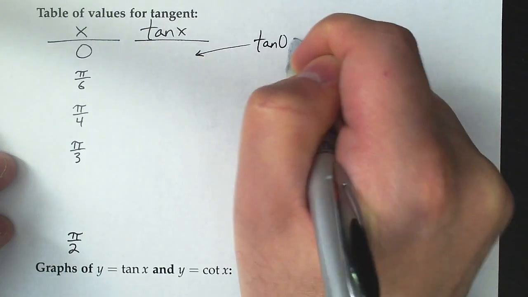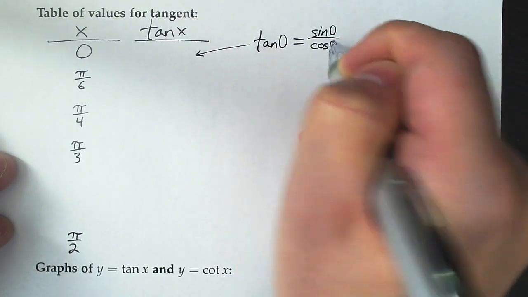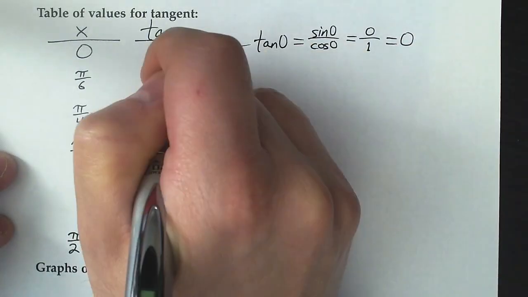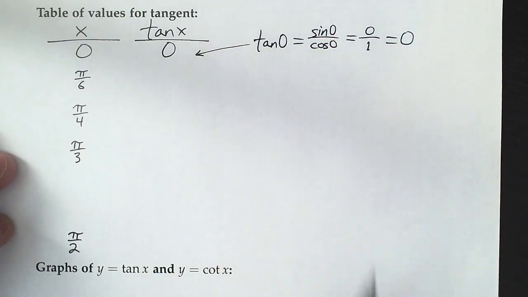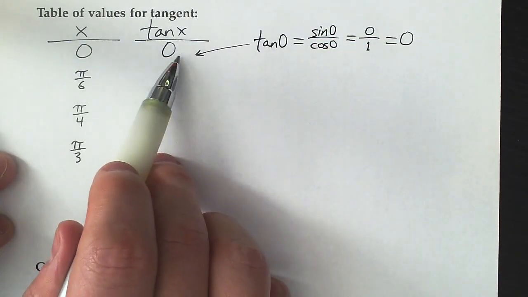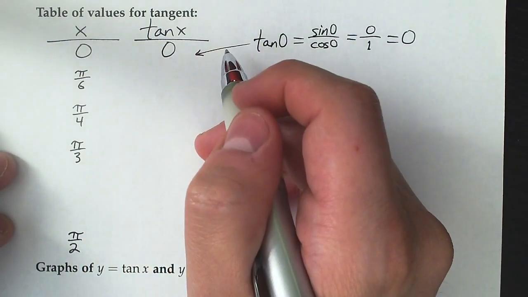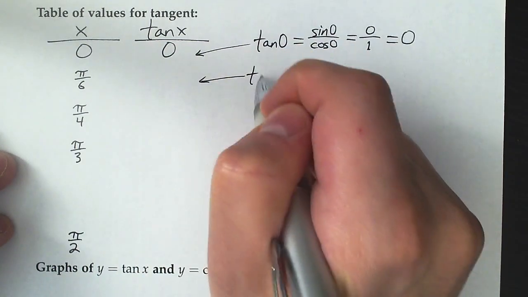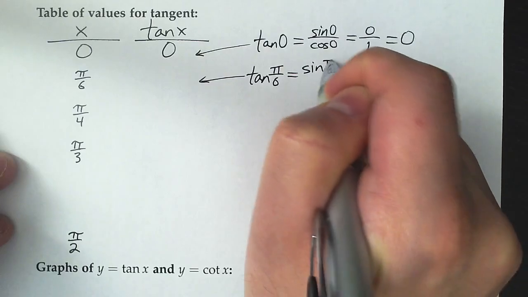So tangent of 0 would be sine of 0 over cosine of 0, which is 0. Okay? So we'll graph this at the bottom of the page in a minute, and we'll have the point on the graph 0, 0. This one, I do think it's helpful to use what we know about sine and cosine to help us.